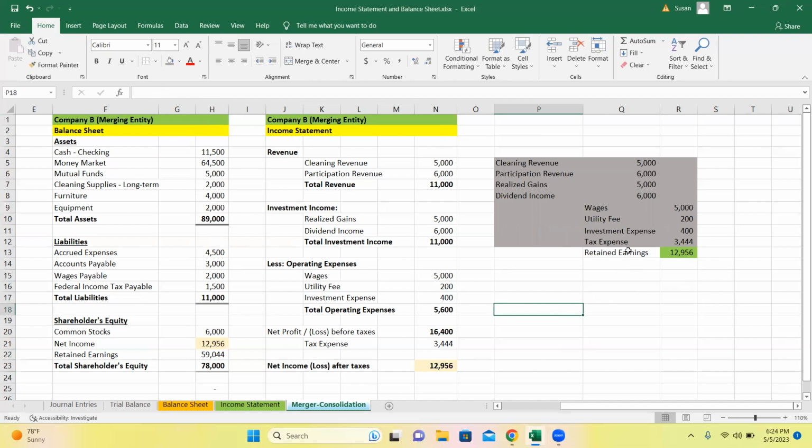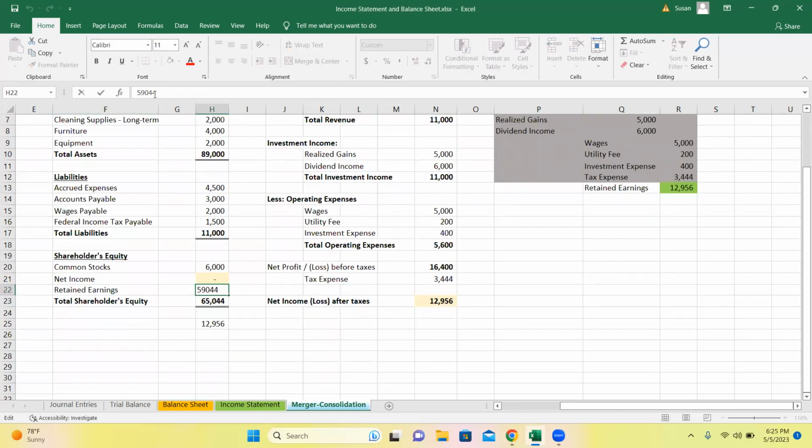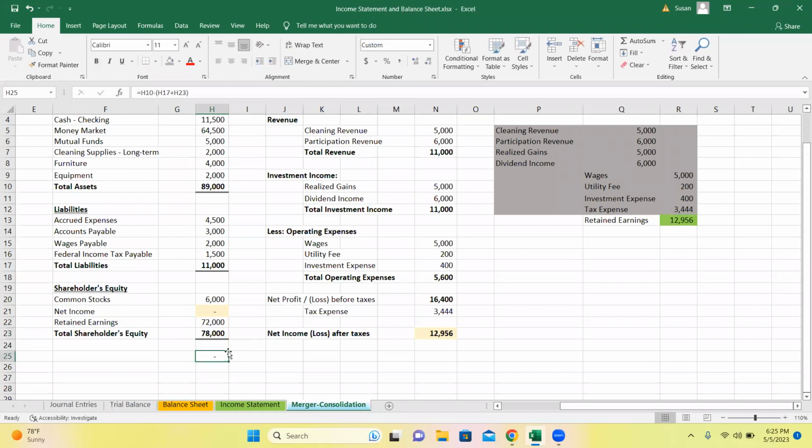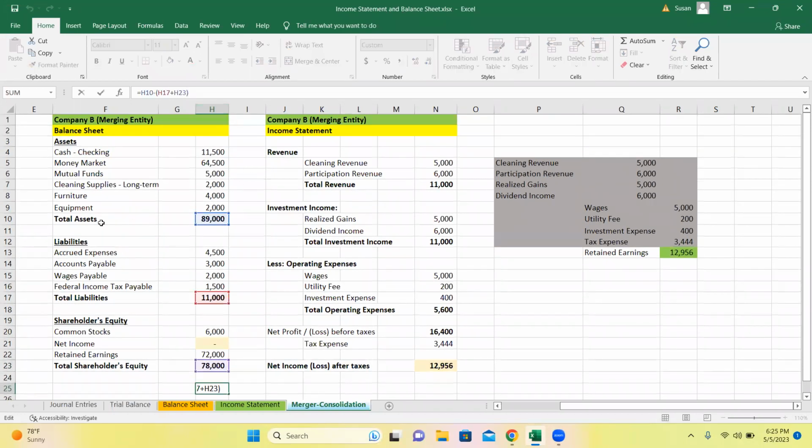So this is a key number here because now, because it's closed out, we're going to assume that we're not going to have net income anymore because we've closed it out of P&L. So I'll times it by 0. And our retained earnings now goes up by the $12,956. So now our accounting equation is still fulfilled where total assets equals liabilities plus shareholders' equity.